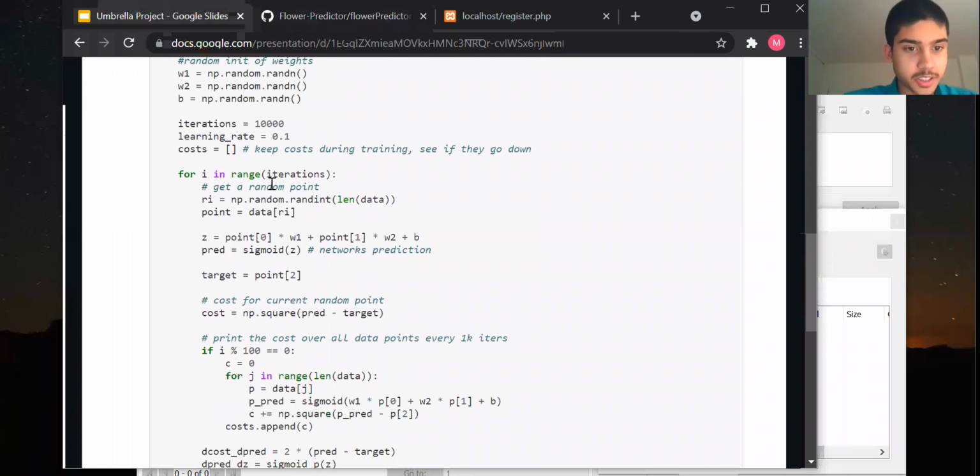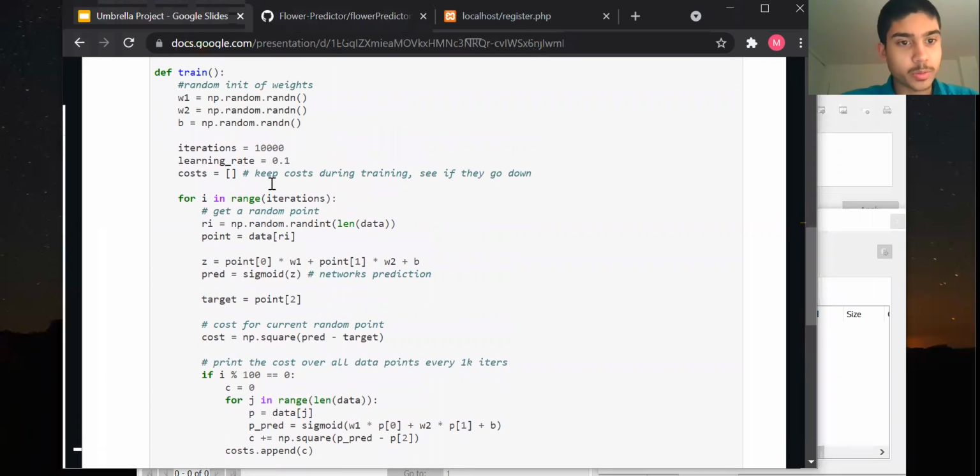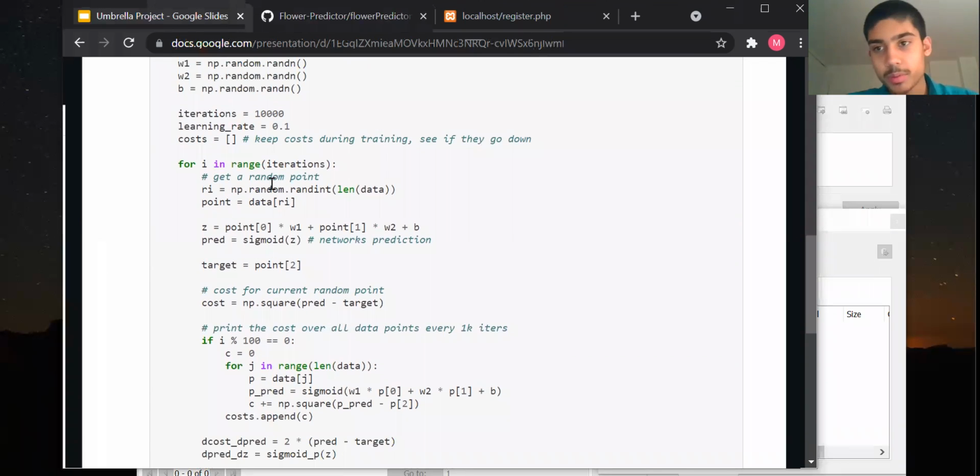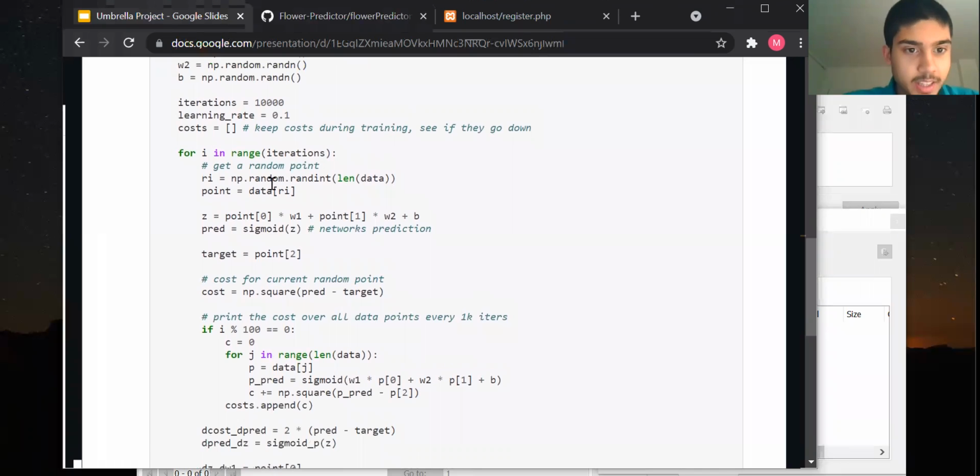So after 10,000 iterations, this is going to be iterated 10,000 times in this for loop, but I'm just going to go over one iteration. The basic idea is that we're taking a random data point and applying the random weights and biases, and then we put it in the sigmoid function, so it's between 0 and 1.